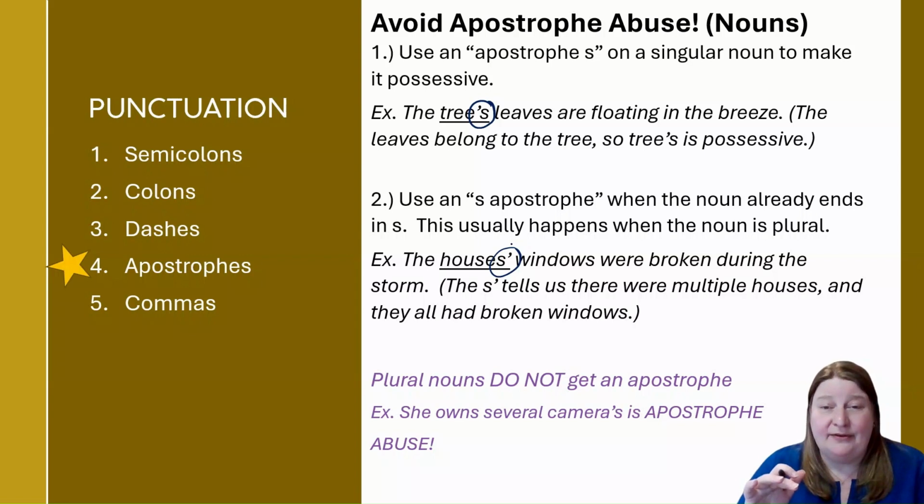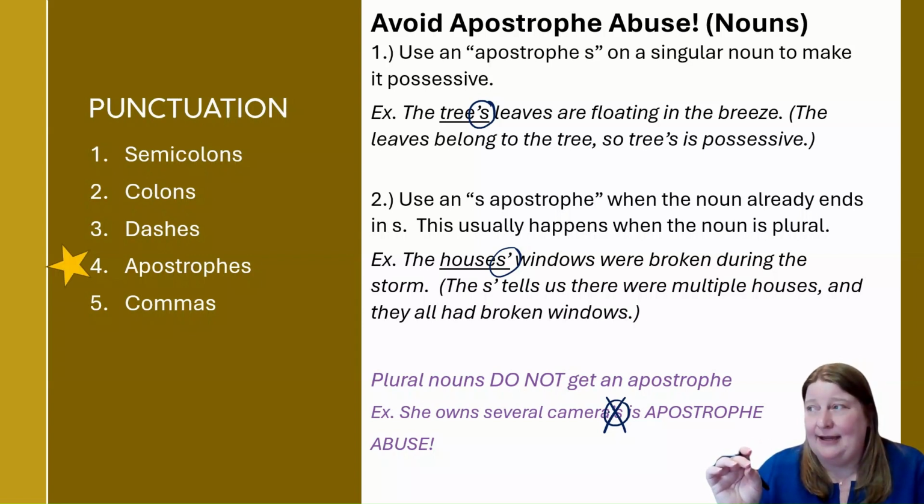So plural nouns, if it's just plural, it is not possessive, you do not give an apostrophe. So, she owns several camera's. Oh no, that's what we call apostrophe abuse. That hurts my eyes to see it, right? It's not like the cameras own anything. It's just plural. It's just that she has multiple cameras. So that is not possessive. It does not get an apostrophe.